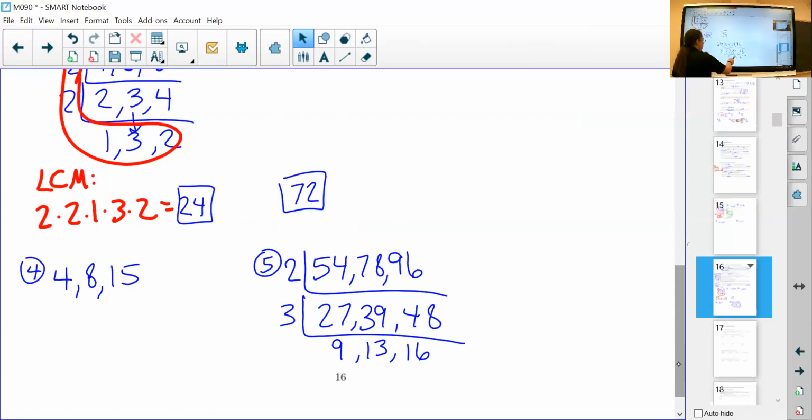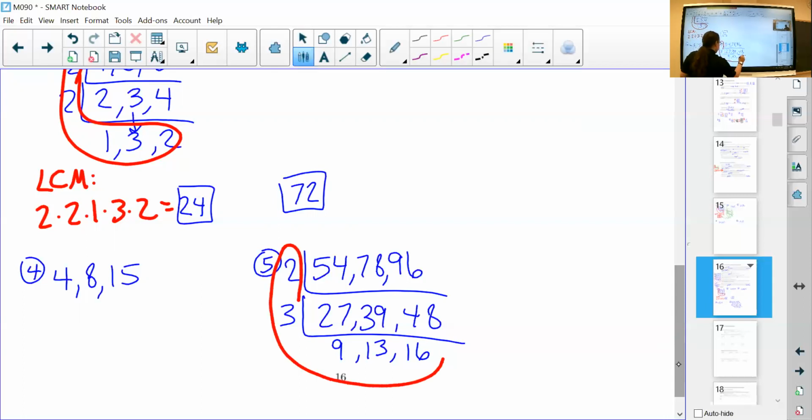Now what goes into all 3 of those? Nothing except 1. What goes into at least 2 of those? Well, 9 and 13, 13's prime, and 13 doesn't go into 9. So that pair is relatively prime. That pair is relatively prime, and 9 and 16, also relatively prime. We found a set where we're done. We didn't even have steps 5 and 6. We could skip straight to finding the product, which is 11,232. Like I said, got some big numbers on this one.